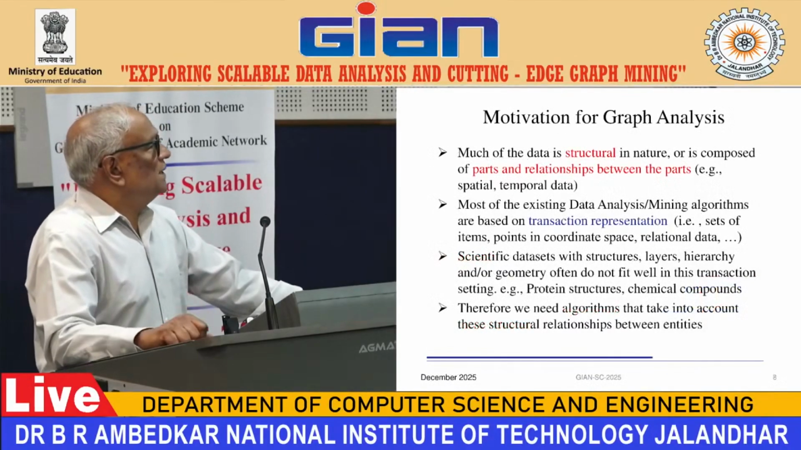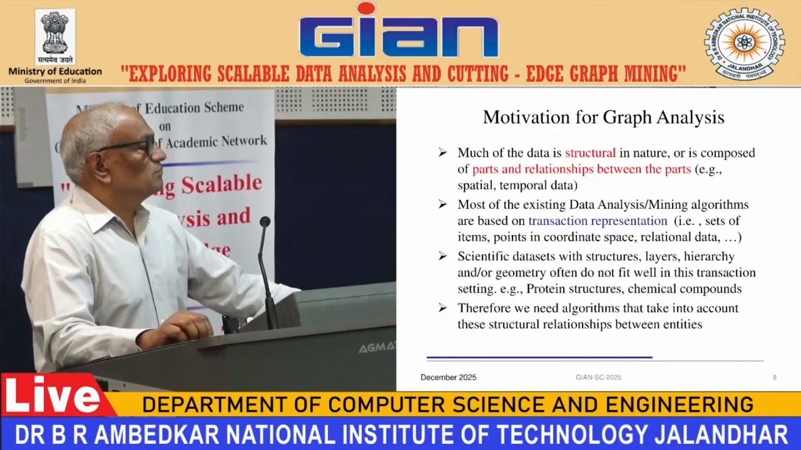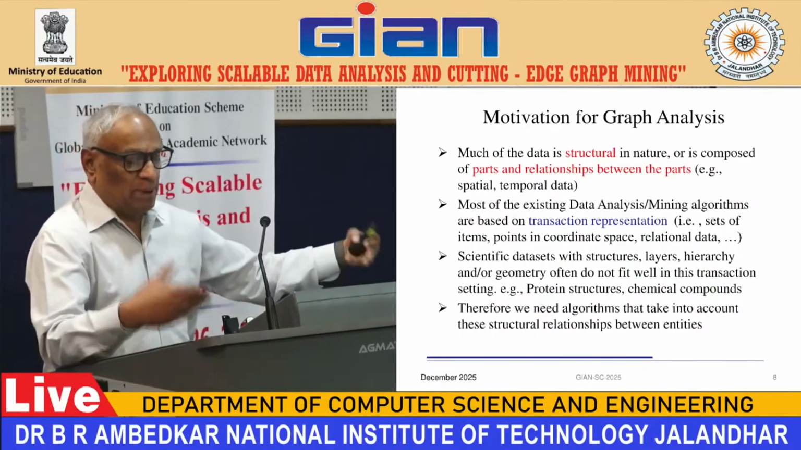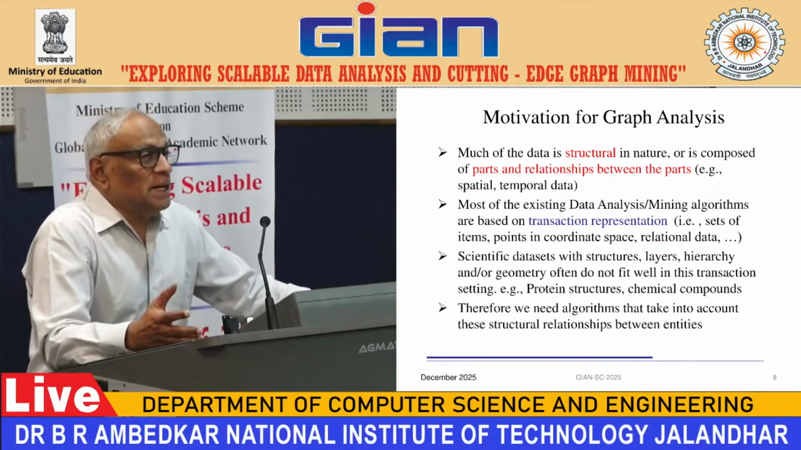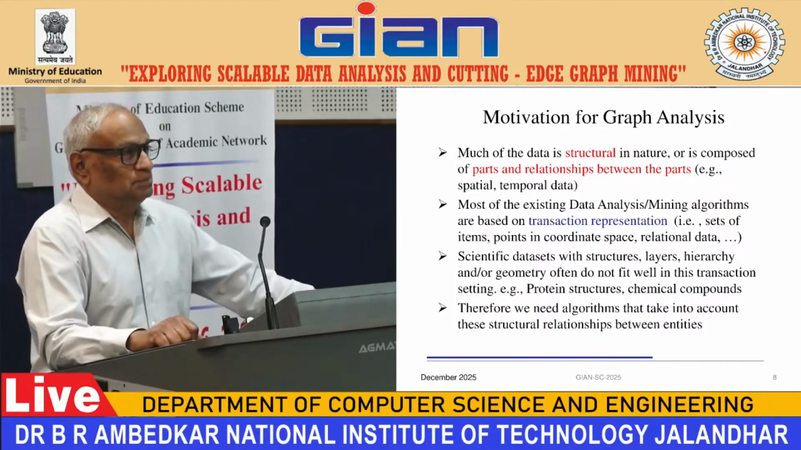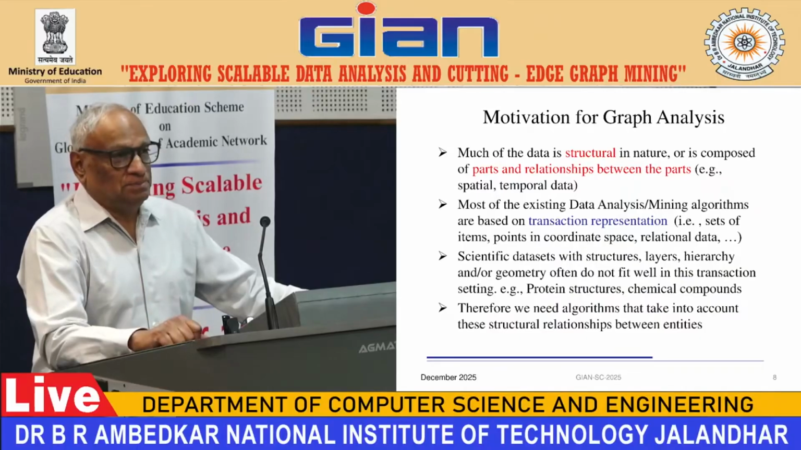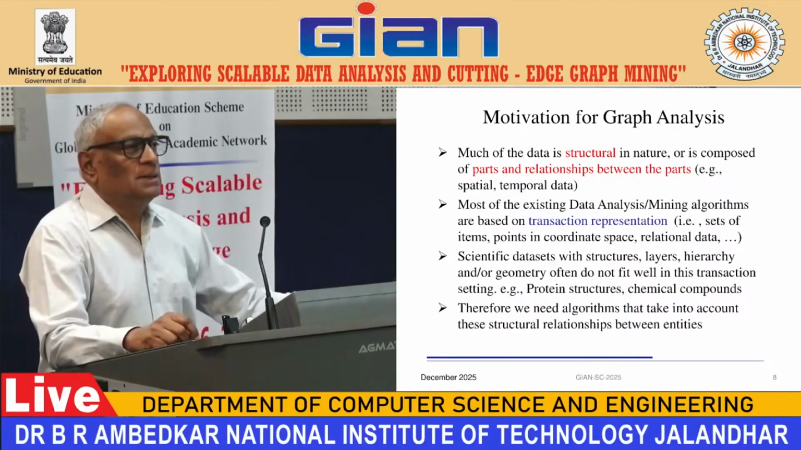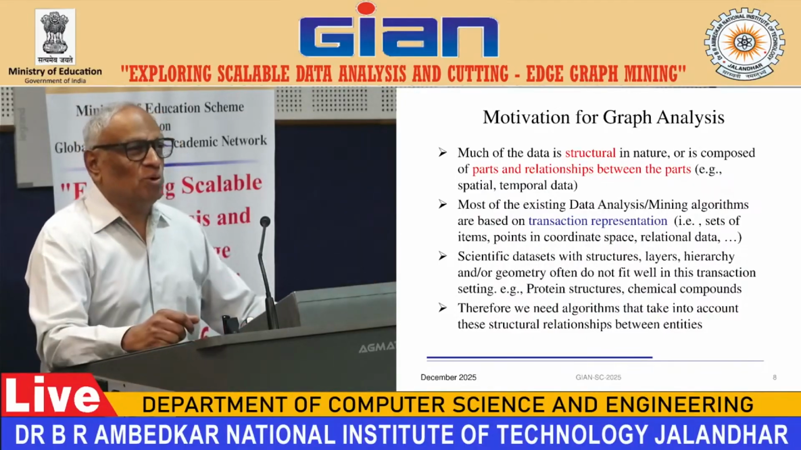So much of the data is structural in nature or is composed of parts and relationships between parts. So you have entities. Perhaps an example your Gen Z can understand is a friendship relationship on Facebook. What is a friendship relationship? It is between two people. Those two people are the entities or the nodes, and the friendship relationship is the edge. Maybe that makes it much clearer to you.